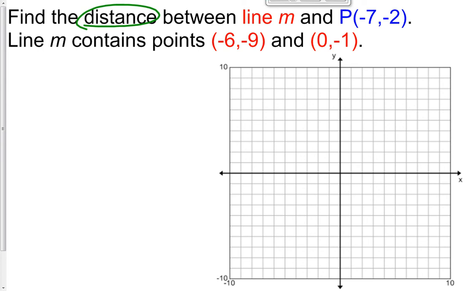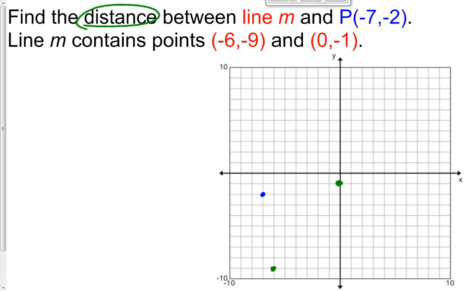So the line contains points -6, -9. So let's go left 6, down 9. And 0, -1. So that's a line, and we'll connect those points using a straight edge in one moment. And the point is left 7, down 2. So we want to find the distance between the blue point and the 2 green points, which we're going to make a line out of right now.